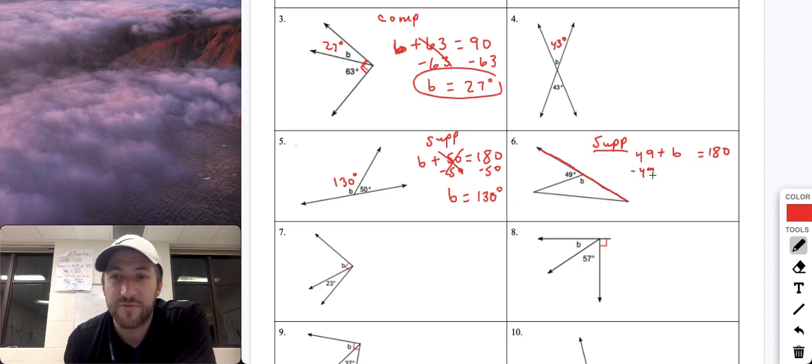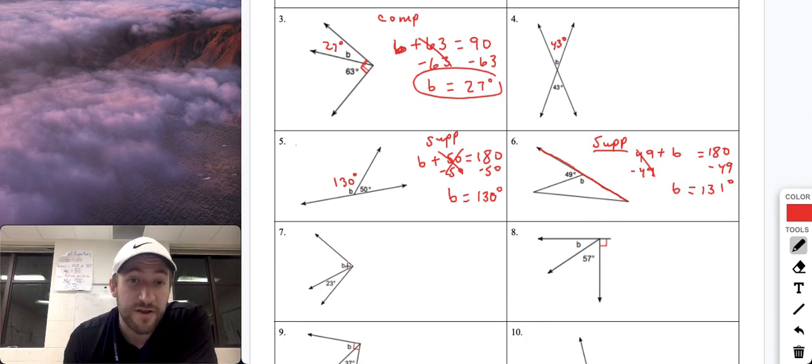I'll go and subtract 49 on both sides. Now I'm left with b is equal to 131. So I'll go and double check. 131 plus 49 gives me 180. Yep, I did it right. Let's look at number 7.